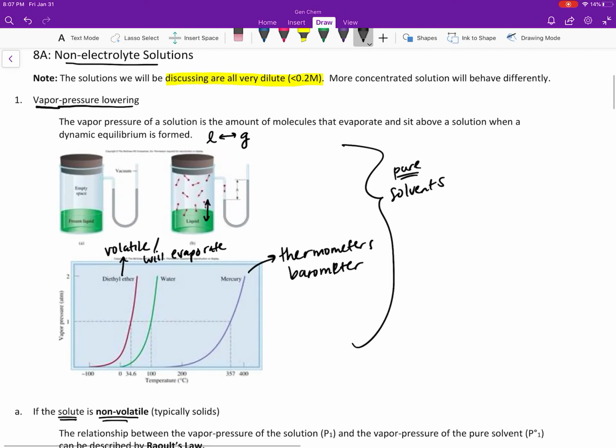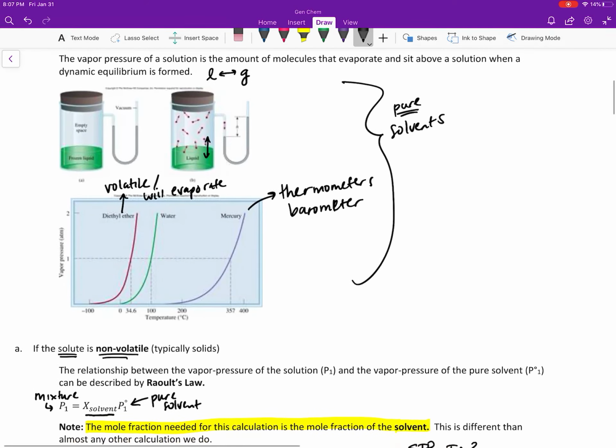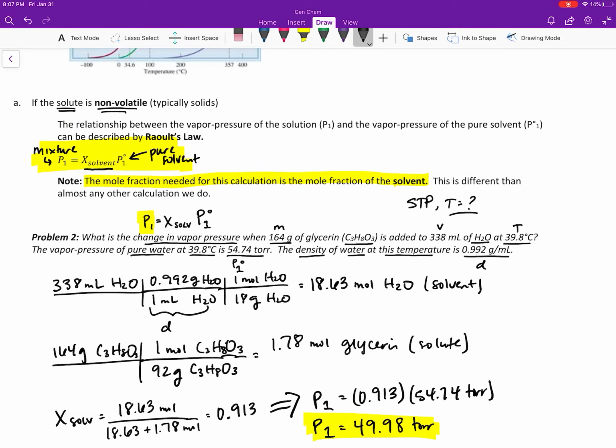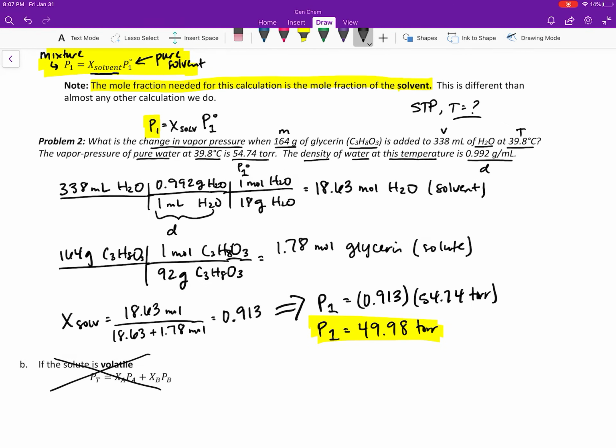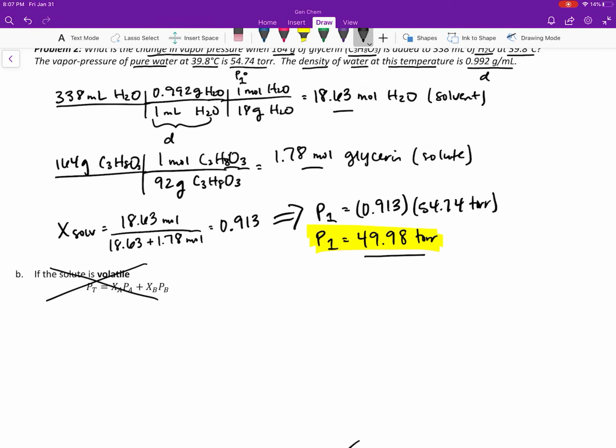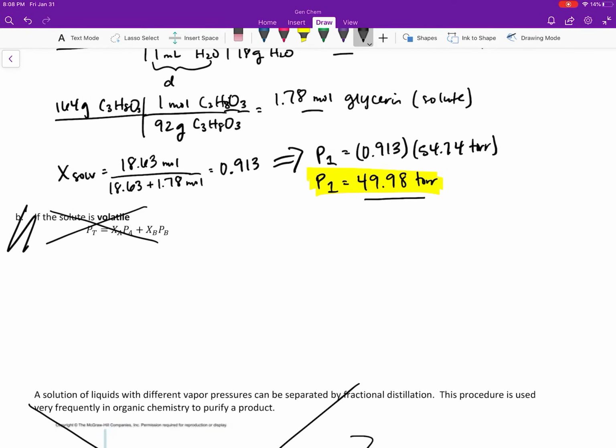We started with non-electrolytes. We did vapor pressure lowering. We talked about this formula right here, which is so important. And we did an example. Remember, the vapor pressure lowering formula uses the mole fraction of the solvent. So down here, when we were solving for the mole fraction, we had water and we had glycerin, and we needed the mole fraction of water, which was our solvent, and got the new lower vapor pressure. We are not going to use Raoult's law with a volatile solute. We are not going to worry about that.